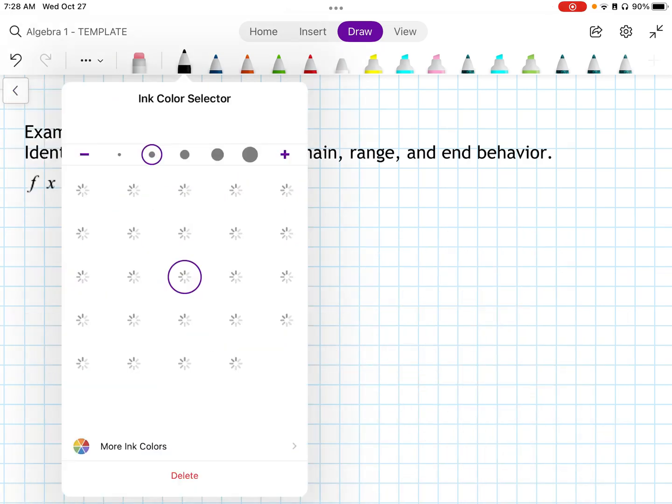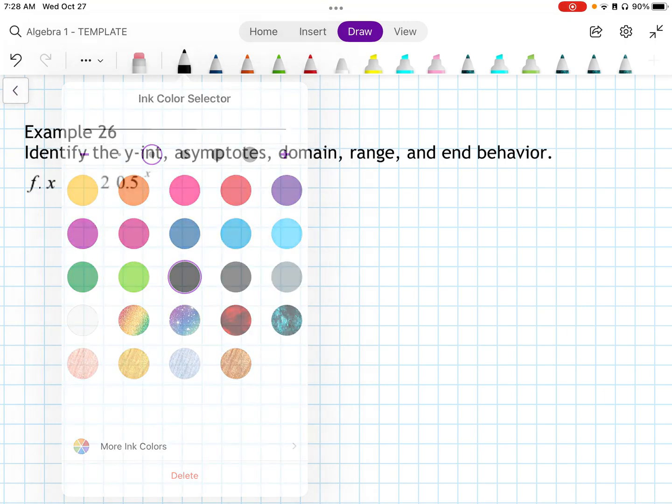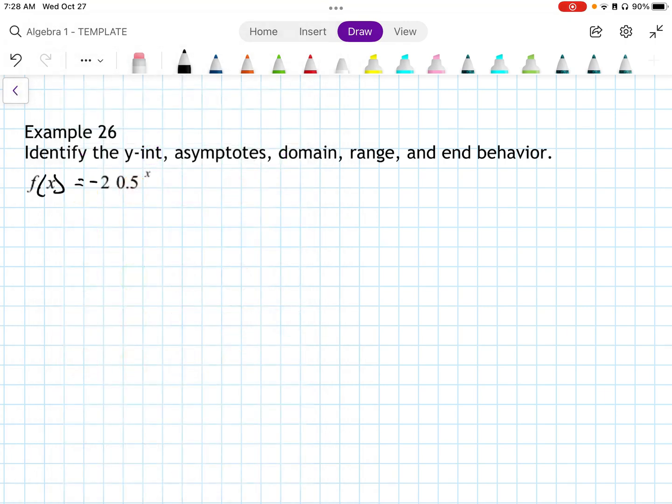This graph here should say f of x equals negative 2 times 0.5 to the x. Before we even start sketching it, I can say, well, my y-intercept is going to be negative 2. My asymptote is going to be y equals 0, or the x-axis, however you want to think about it. And now we can think about this graph.